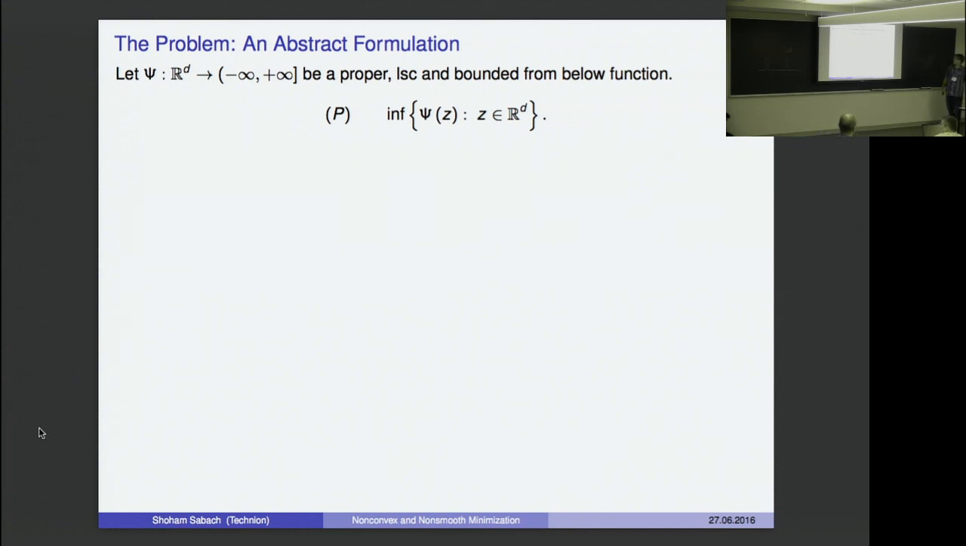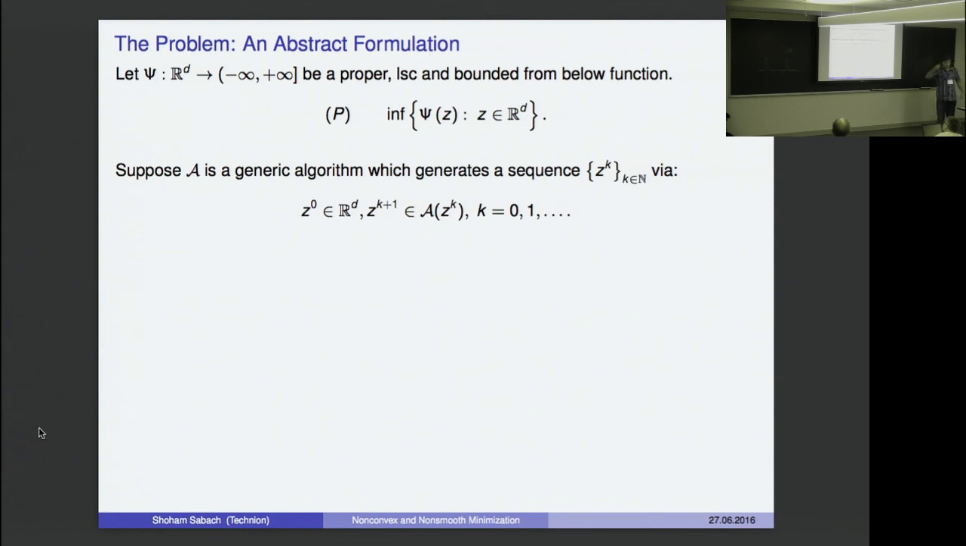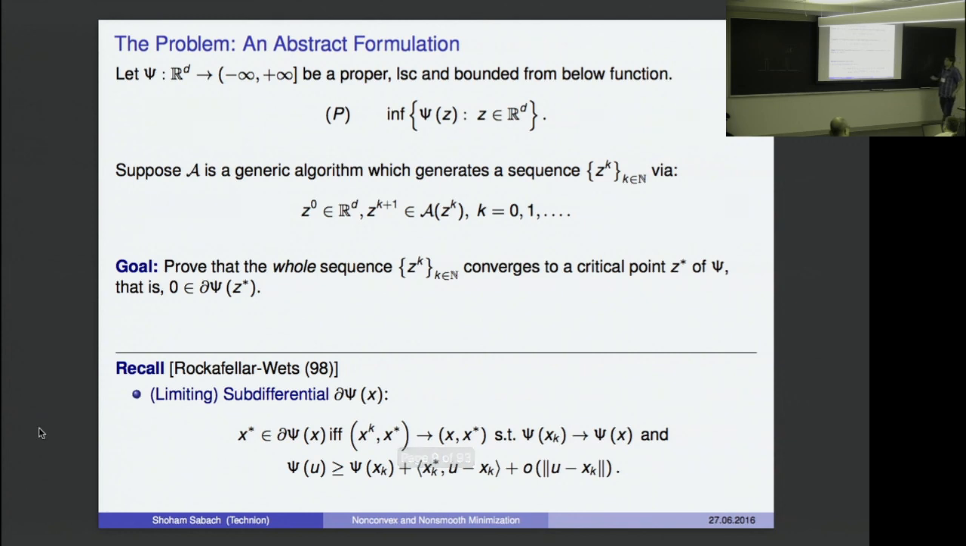Okay, so let's start with a very basic optimization problem of minimizing a proper lower semi-continuous function psi, which is assumed to be bounded from below. Our goal is, after we generate iteratively from a generic algorithm, calligraphic A, a sequence zk, to know what is needed to show that the sequence zk converges globally to a critical point z star.